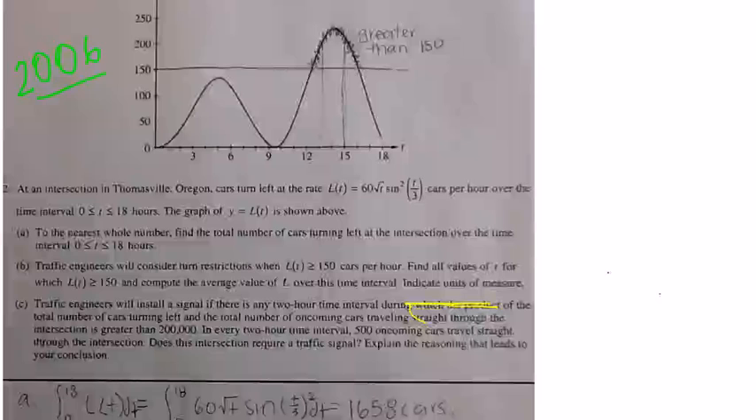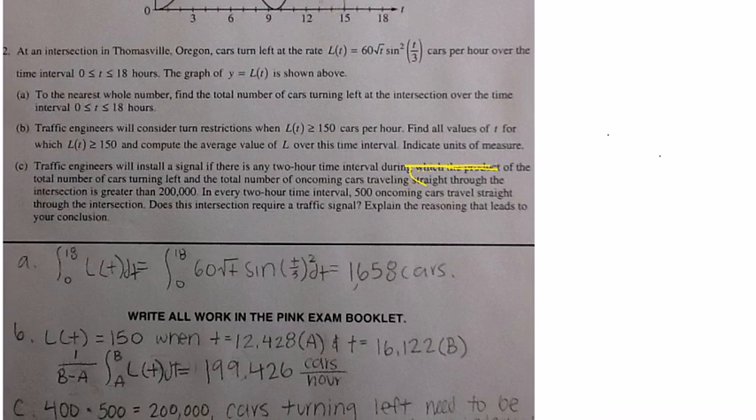So the integral is relatively simple. It's just the integral from 0 to 18 of L(t) dt. And you can just put it in on your calculator. Just a little hint, for the sine squared of t divided by 3, to put that in your calculator, you do parentheses, sine of t divided by 3, and the whole thing squared. So just so you know how to put that in your calculator.